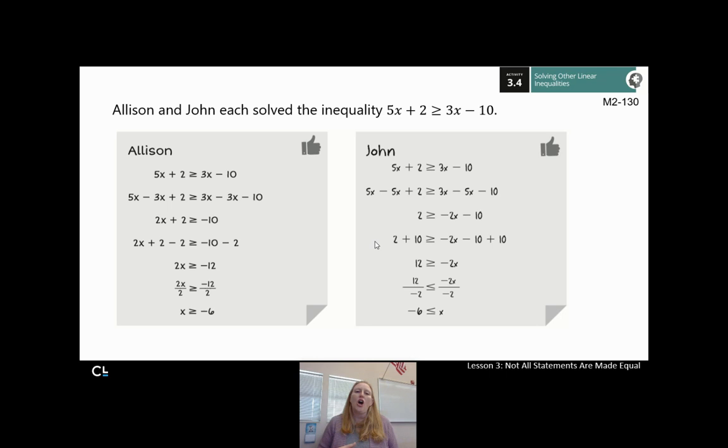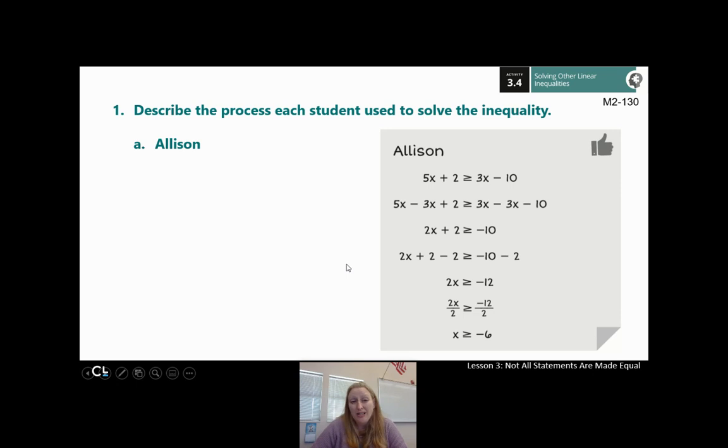So Allison and John each solved the inequality 5x plus 2 is greater than or equal to 3x minus 10. And what I'd like you to do for number 1 is describe the process that each student used to solve their inequality. They both solved the same inequality. For part A, describe Allison's process, and for part B, describe John's process. What did John do? You're just telling me what they did step by step. Go ahead, and I'll come over here to 1A. Go ahead and hit pause to do both 1A and 1B, and then hit play when you're ready to check your work.